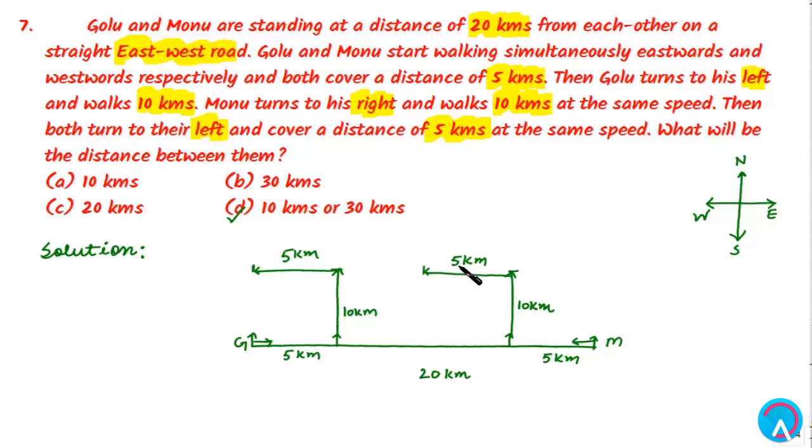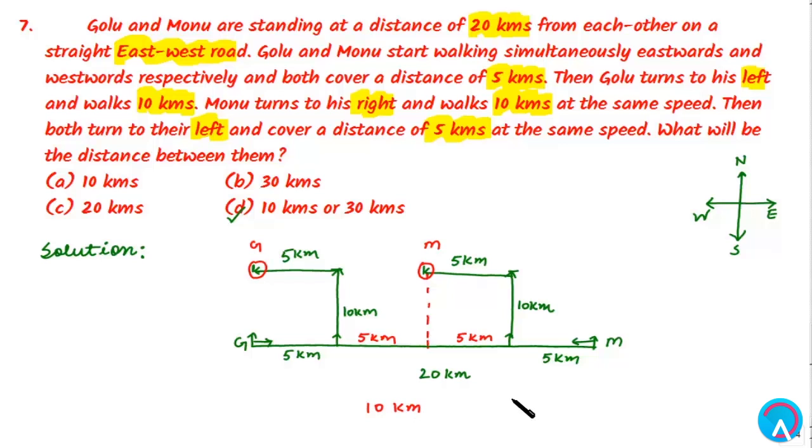This distance can be calculated very easily. If we draw a dotted line here, we know that this distance is 5 and this distance will also be 5. This is 5, the total is 20. So that means this will also be 5 kilometers. Now this is the final position of Golu and this is the final position of Monu. The distance between the two will be this distance and this distance. If we add the two, then the final distance between the two will be 10 kilometers.